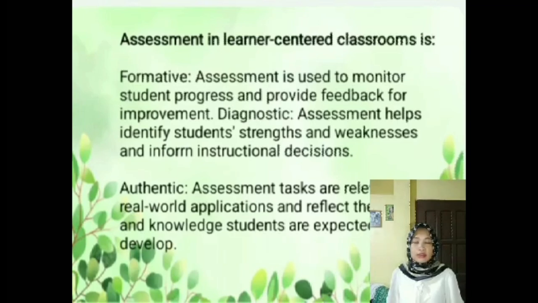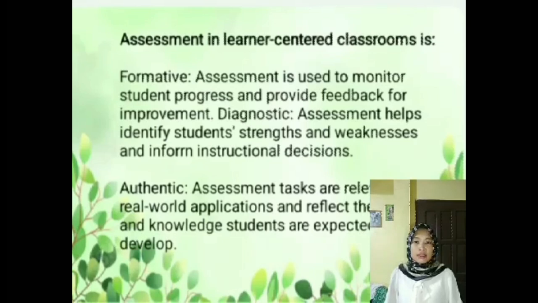So, diagnostic assessment. Diagnostic assessment helps identify students' strengths and weaknesses and inform instructional decisions. Assessments are often used diagnostically at the beginning of a unit to gauge students' prior knowledge and identify potential learning gaps, allowing teachers to tailor instruction accordingly.